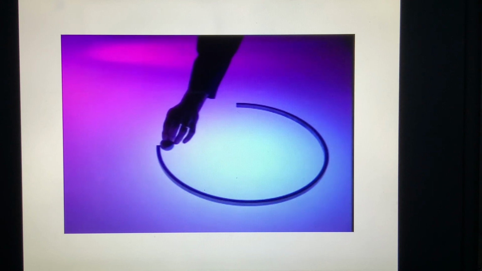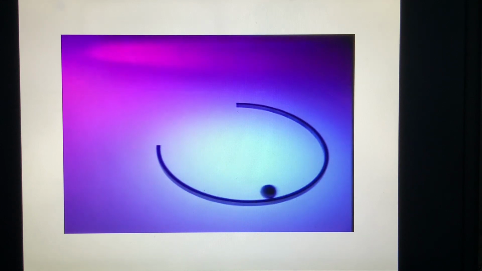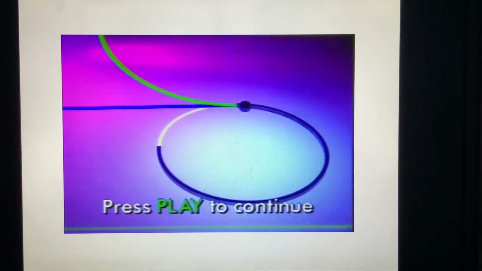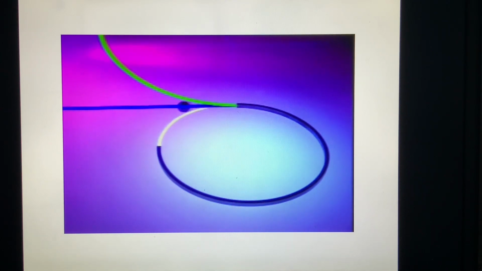A ball given a push inside an aluminum ring rolls around inside the ring. When it reaches this gap, which path will the ball follow? Will it follow this path, or this path? The ball follows a straight line in the same direction it was moving at the point of escape. Its path is tangent to the circle at that point.